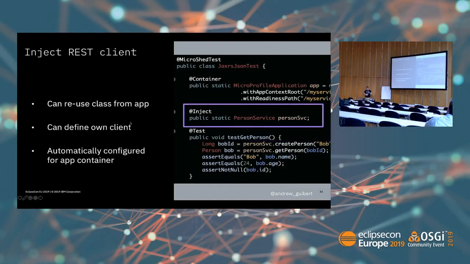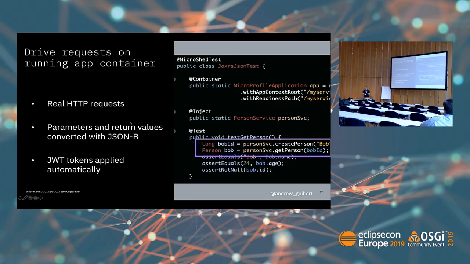The next thing from the slide earlier, the person service that you saw within the application, MicroShed Testing can actually generate a REST client proxy for that class. So when you write your test and you invoke methods like createPerson, it looks like a regular Java invocation, but actually what's happening is MicroShed Testing is taking that Java method call, translating it to an HTTP request, firing it off to the container, and then getting the response back and potentially parsing that JSON response as a plain old Java object using libraries like JSON-B, which is part of Jakarta EE.